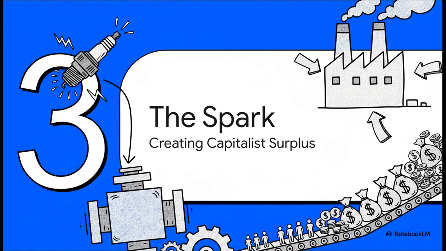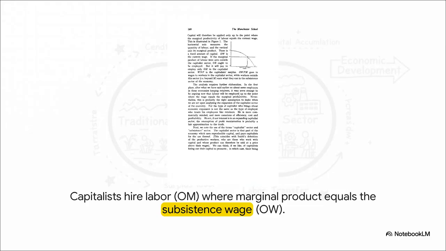Okay, so you have this ocean of cheap labor. How in the world does that create money for new investment? Well, this is where the magic happens. This is the spark that starts the engine. Now, this graph might look a little intense, but the idea behind it is actually super simple. Capitalists pay workers a low subsistence wage, just enough to live on. But because those same workers are now using machines and are way more productive, the value of what they produce is much, much higher than what they're paid. That huge gap between the two, Lewis called that the capitalist surplus, and it's pure profit.